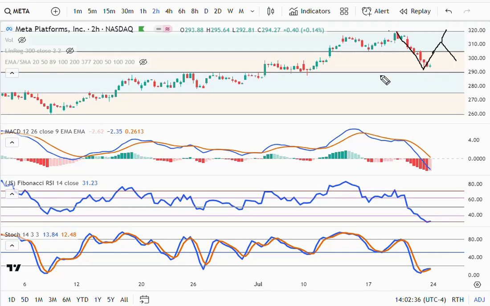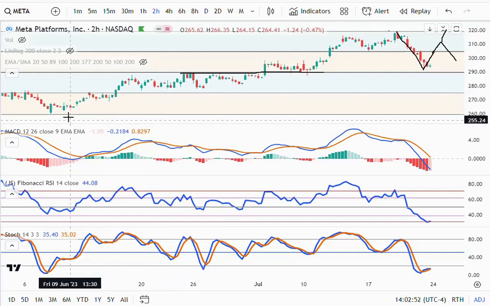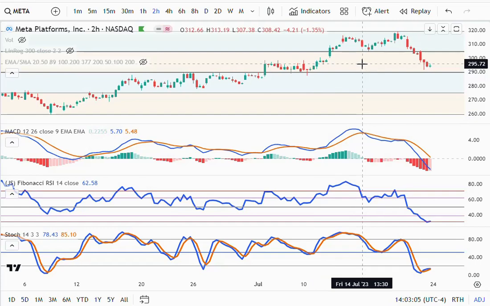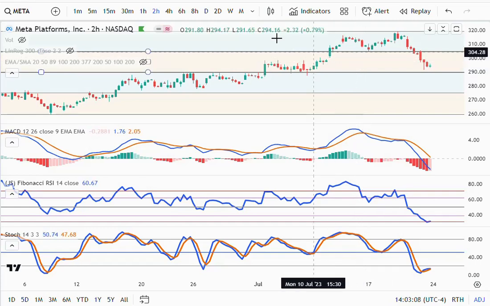And this is the 290, because you can see there was a lot of interaction at this level. So if 290 is breached, then obviously this level comes into play, which is around 275, and ultimately this level right here, which is around 260. So 260 would be basically if we have a full measured move, but along the way there would be other supports. So those would be the levels I'm keeping an eye on for Meta.